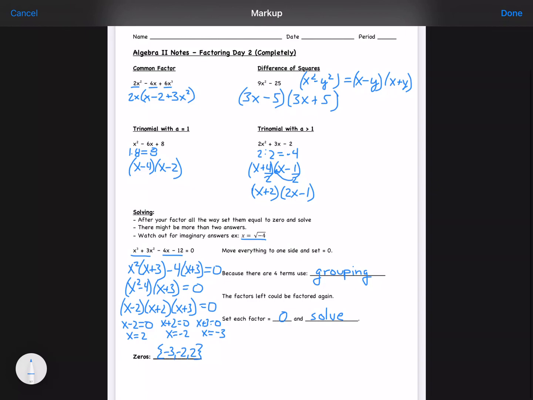So just a quick refresher of factoring, and factoring completely means we find what x is equal to.